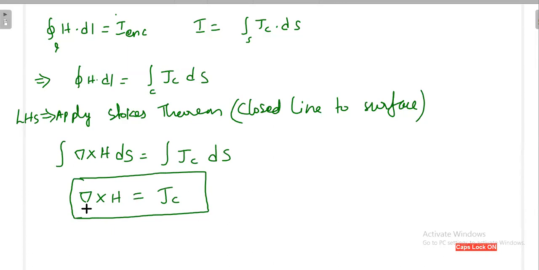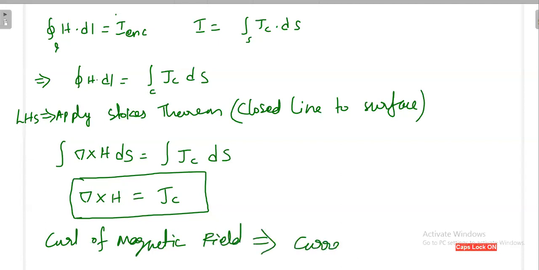In the beginning itself I told you H generally has a circulation nature. You can calculate the curl of the magnetic field, and finally it will give you something, and that something is the current density. So the curl of the magnetic field will give you the current density.